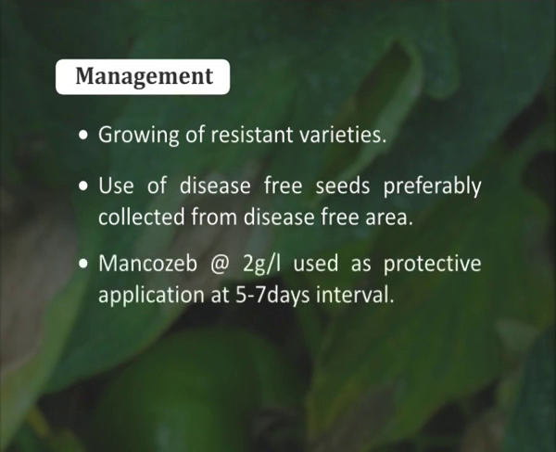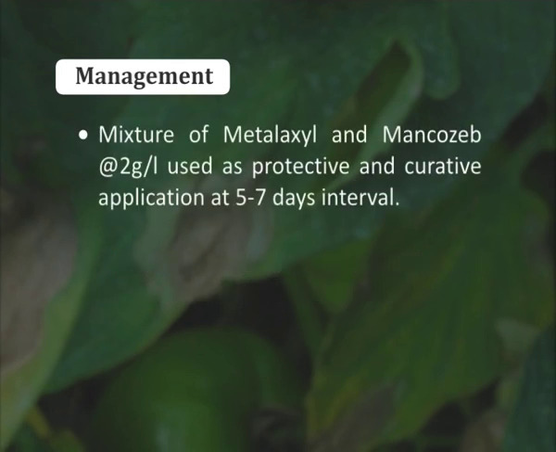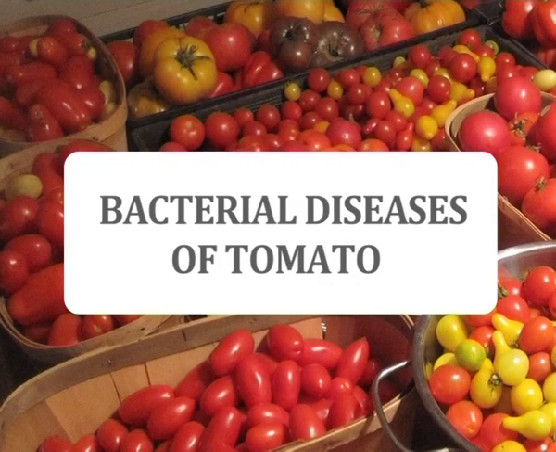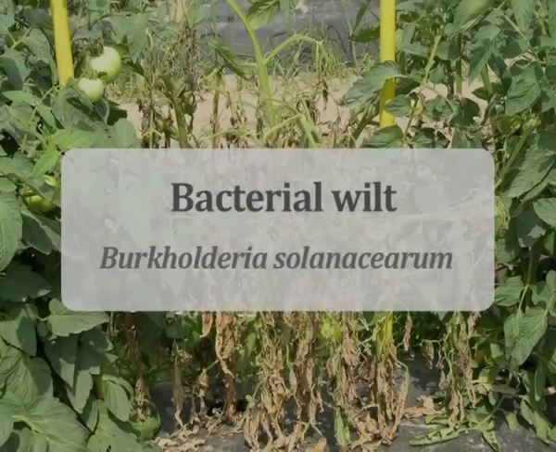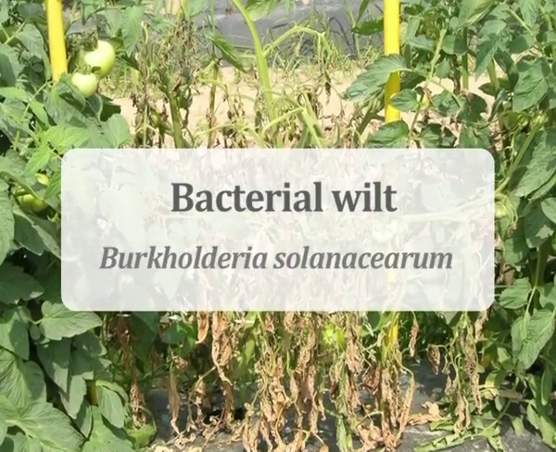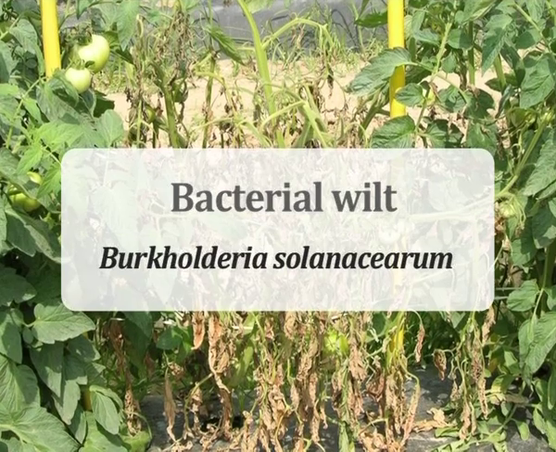Mancozeb at the rate 2 gram per liter used as protective application at 5 to 7 days interval. Mixture of metalaxyl and mancozeb at the rate 2 gram per liter used as protective and curative application at 5 to 7 days interval. Next is the bacterial diseases of tomato. First one is the bacterial wilt. It is caused by Burkholderia solanacearum.